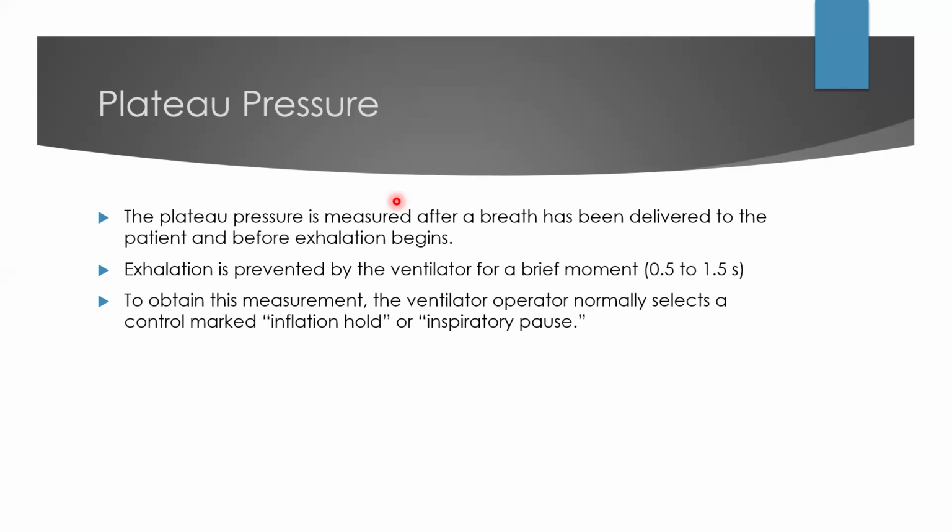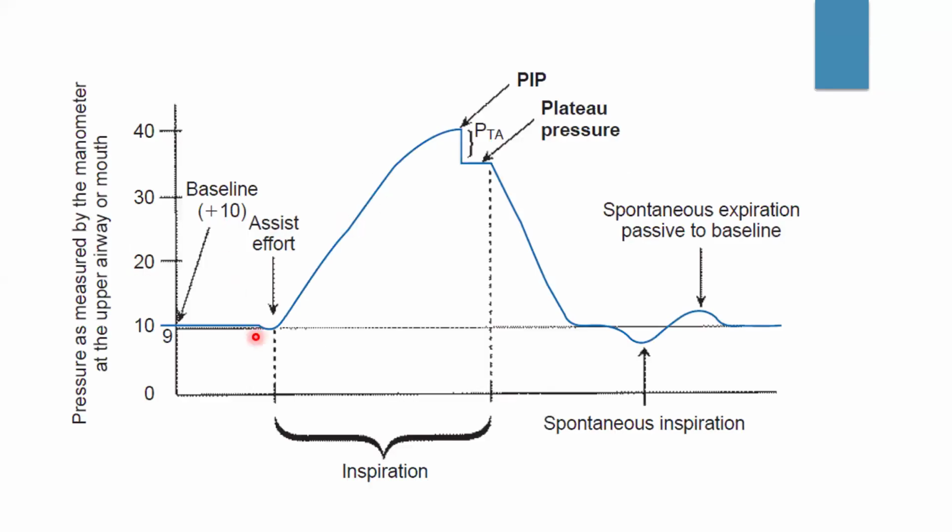So how to measure this? This is a maneuver to measure the plateau pressure. The plateau pressure denotes the alveolar pressure at the end of inspiration. This graph shows first the positive pressure ventilation, a positive pressure breath. Here a PEEP is applied.